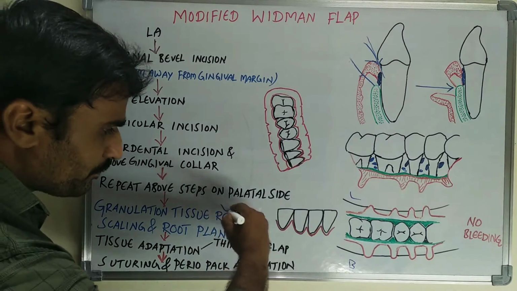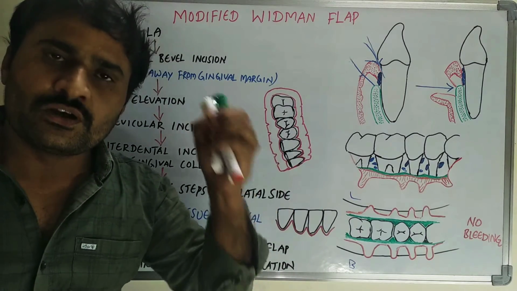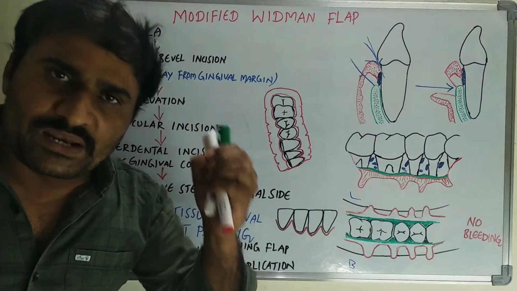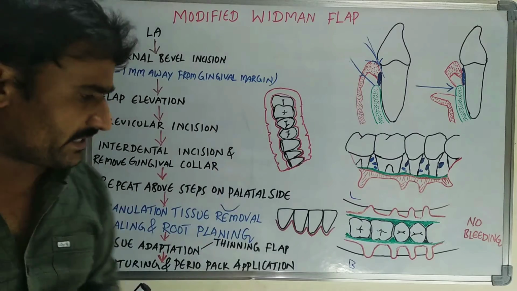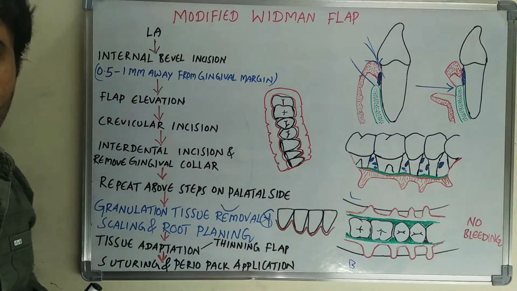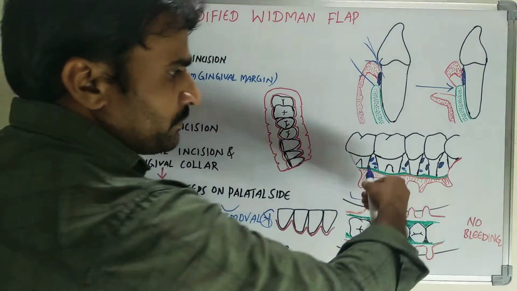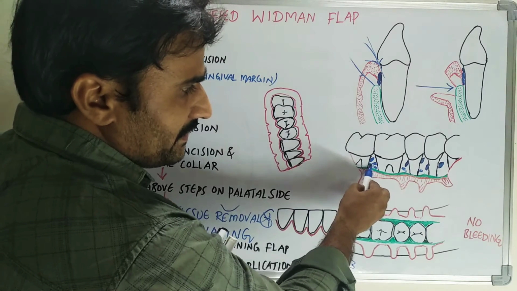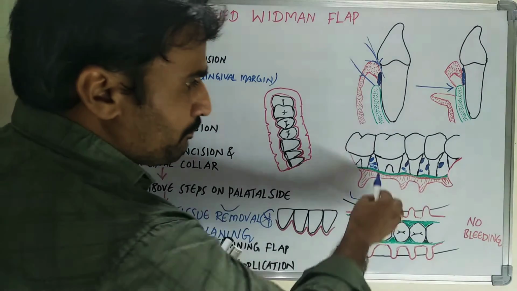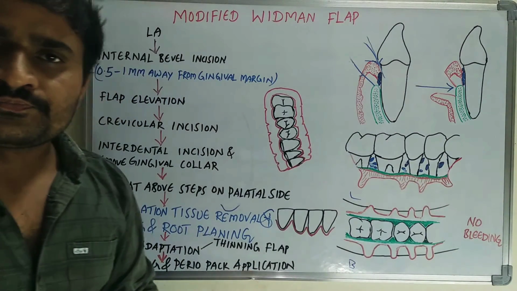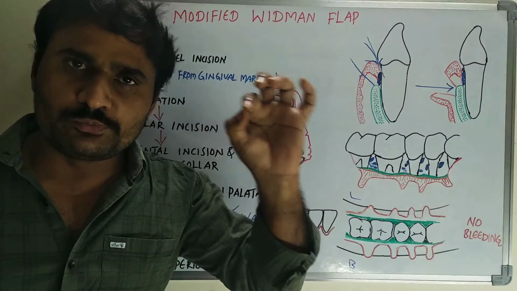This is the main step in the flap. In any flap procedure, the success of flap surgery depends on the complete removal of the granulation tissue and scaling and root planing. This is a very important step. This is the most important step, right? That means with curettes and ultrasonic scalers, you have to completely remove all the interdental granulation tissue, or granulation tissue present on the buccal side and lingual side. The complete blue colored ones should be debrided, right? That means the complete granulation tissue should be removed.